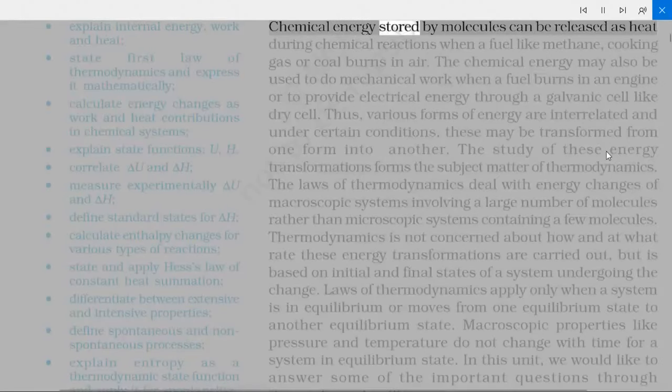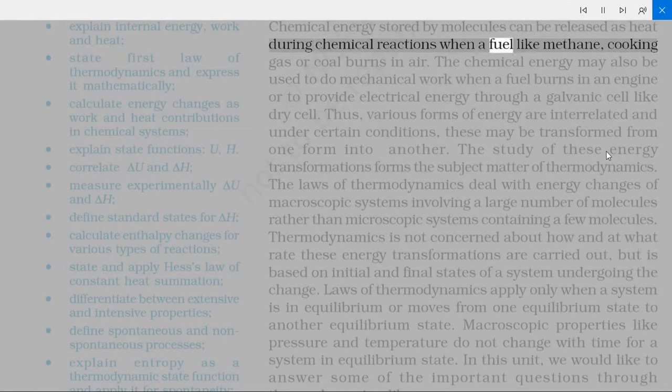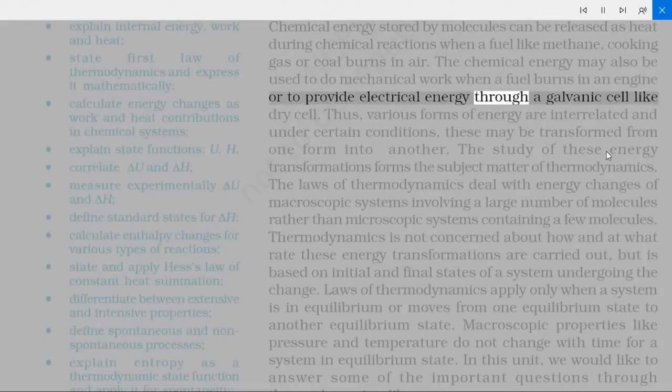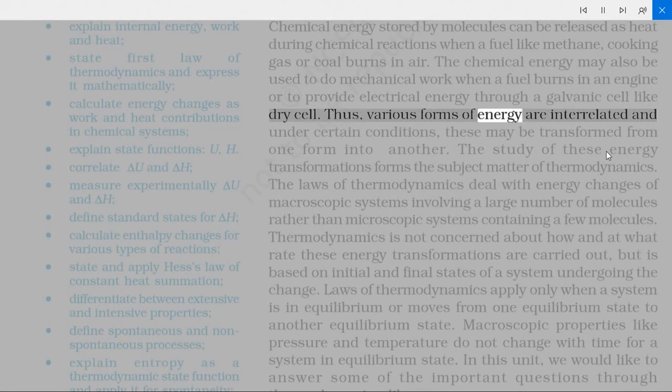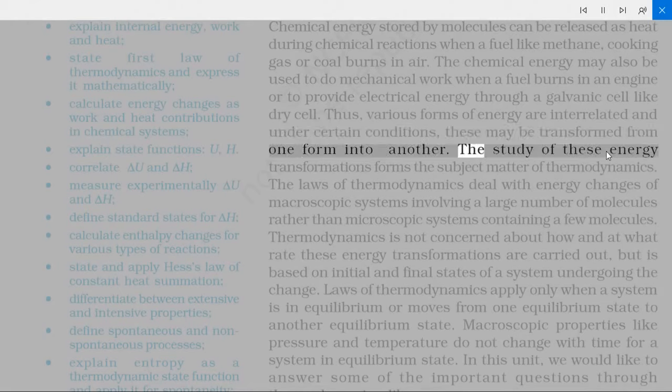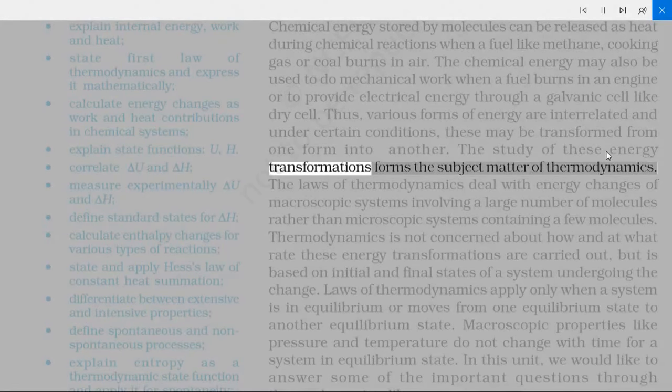Chemical energy stored by molecules can be released as heat during chemical reactions when a fuel like methane, cooking gas or coal burns in air. The chemical energy may also be used to do mechanical work when a fuel burns in an engine, or to provide electrical energy through a galvanic cell like a dry cell. Thus, various forms of energy are interrelated and under certain conditions, these may be transformed from one form into another. The study of these energy transformations forms the subject matter of thermodynamics.